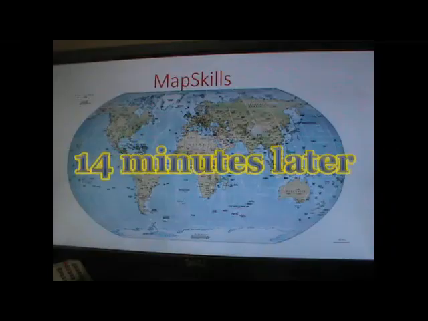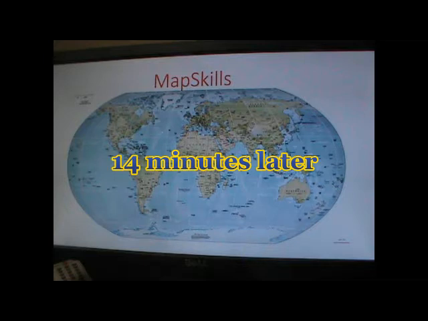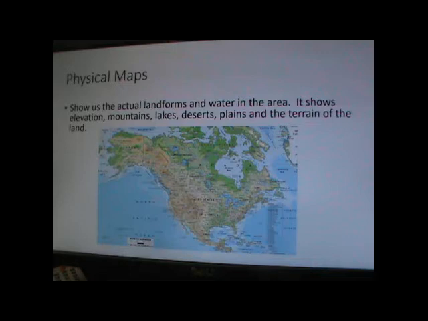Now we're going to move into what different types of maps there are out there. There's all kinds of different maps. There's navigational maps, topographical maps, vegetation maps, weather maps, road maps, all kinds of different maps. But for this lesson, I want you to focus on 3 different types of maps: physical maps, political maps, and thematic maps. Physical maps show us the actual landform and the water that's around the area.